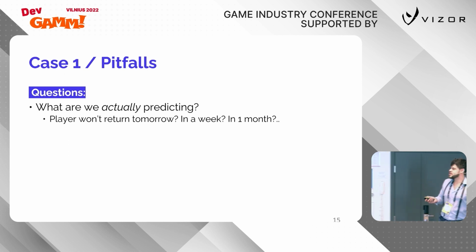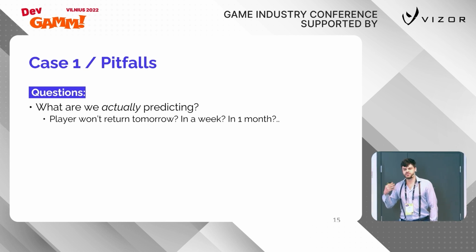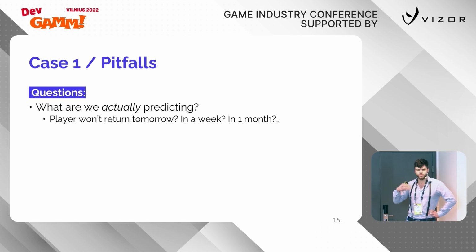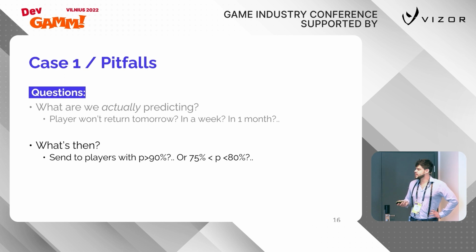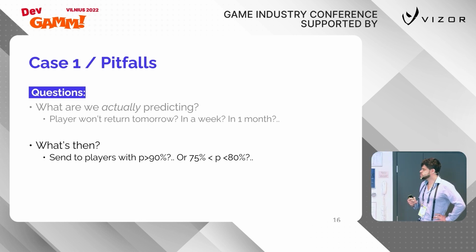So a question arises: what are we actually predicting? What is actually the score? A player wants to return tomorrow or in a week, or what's the horizon? Then, okay, we have decided on the horizon of the churn. Then, what's the threshold we should use to guide our decision?